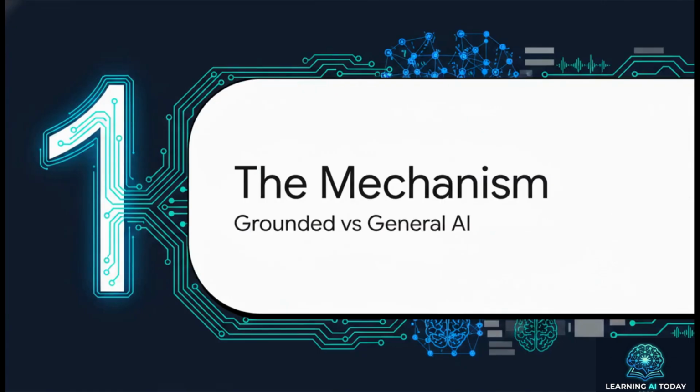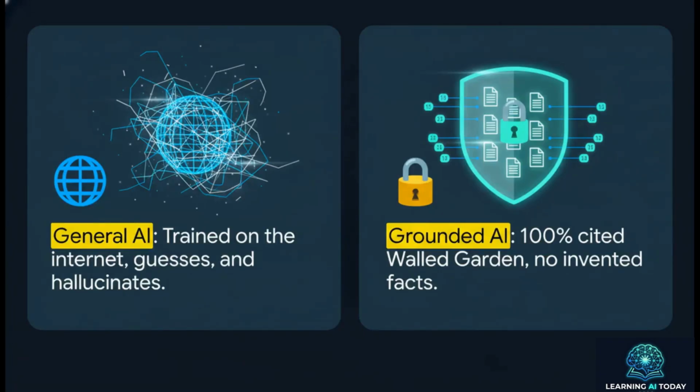So part 1, the mechanism. We need to look at source-grounded versus general AI to see exactly how this engine actually thinks. Okay, here is the defining difference. Every single time you use standard general AI, you are talking to a model trained on the entire internet, which is great. It's a brilliant generalist, right? But it guesses, it invents things, it hallucinates.